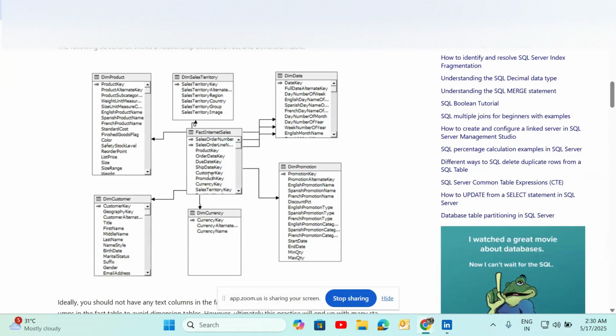Here, sales is my fact table. This is my date dimension. This is my promotion dimension. This is my currency dimension. This is my customer dimension. This is my product dimension.